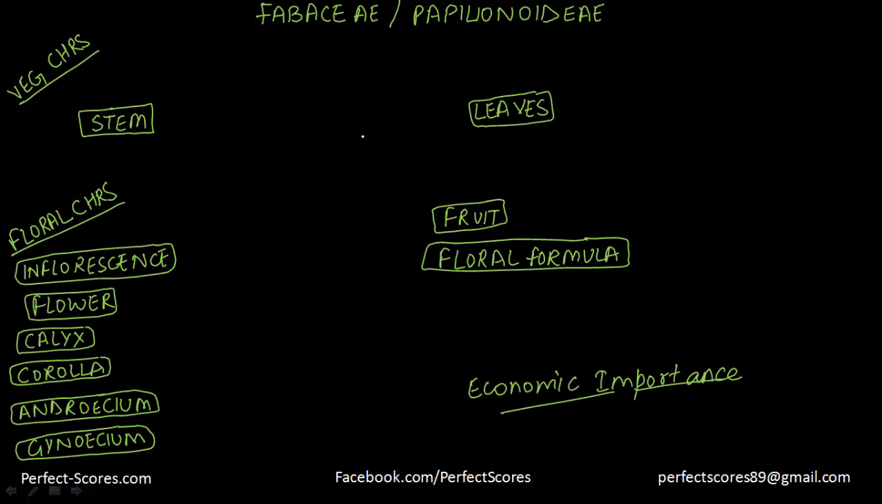In the vegetative characteristics, we want to know more about the stem and the leaves. And in the floral characteristics, we want to know more about the inflorescence, that is the arrangement, the flower, the calyx, the corolla, the androecium, gynoecium, the fruit, and also the floral formula. And apart from that, we'll also be doing the economic importance that they contain. Coming to this family, that is the subfamily of legumes, the first thing you need to know is they are found all over the world and usually consist of trees, shrubs, herbs, and roots with root nodules.